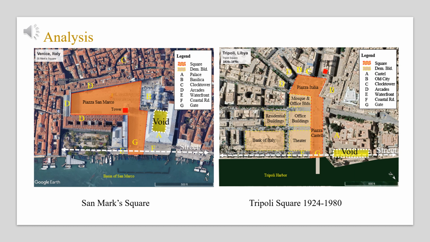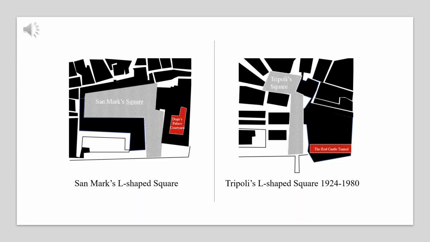The map to the left shows the vertical void, the courtyard that characterizes the Doge's Palace building in Venice, Italy. And the map to the right shows the horizontal void, the tunnel that was created through the Red Castle building, Tripoli, Libya. These two ground floor maps show the L-shaped forms of San Marco Square and Tripoli Square. They also explain how the existing courtyard in the Doge's Palace inspired the Italian designers to create a void or tunnel through the Red Castle.